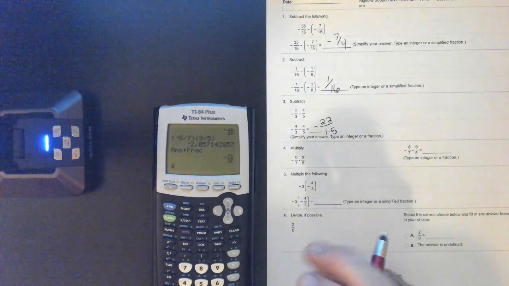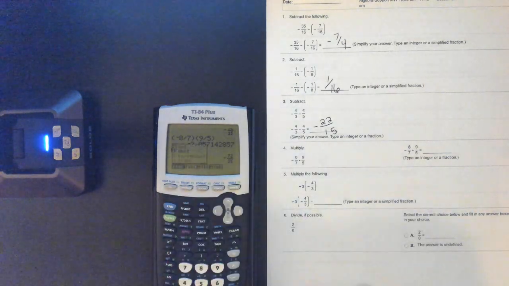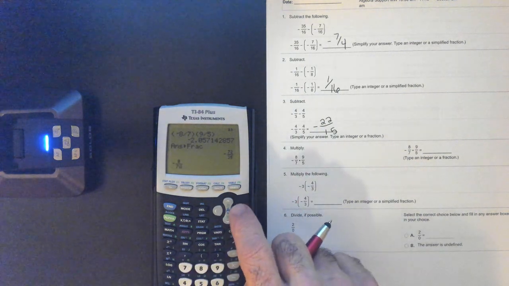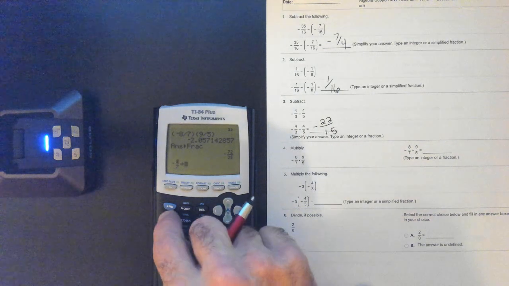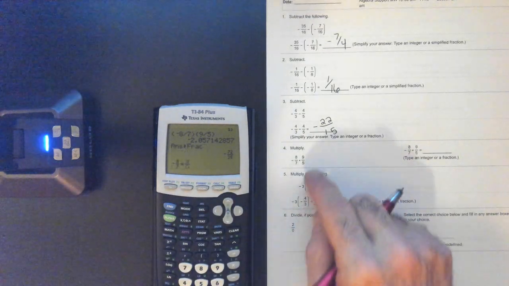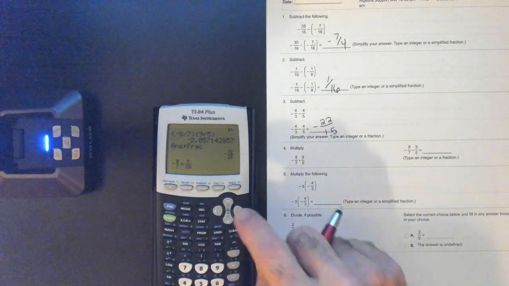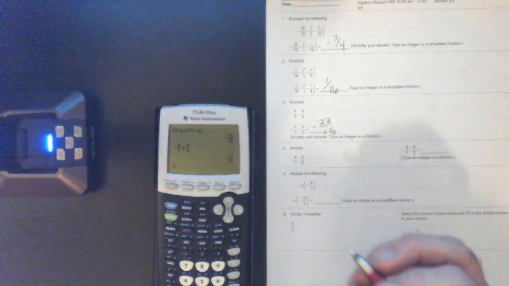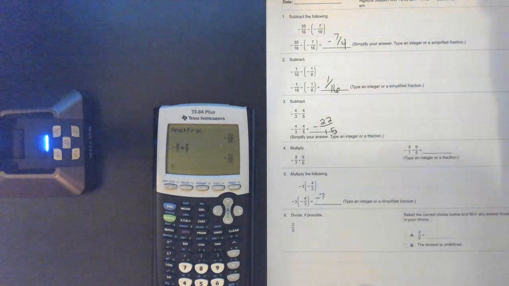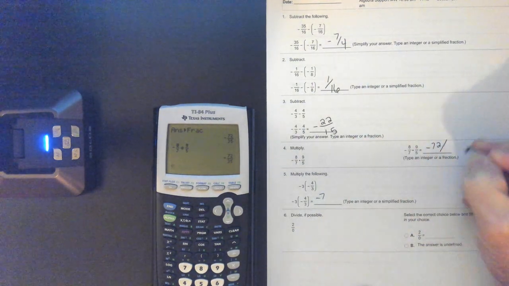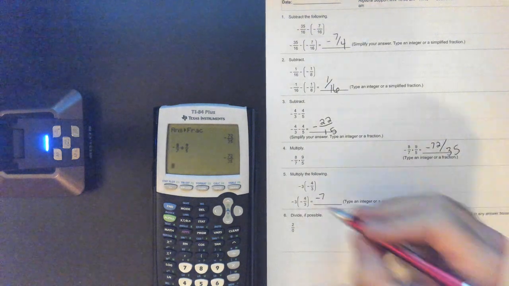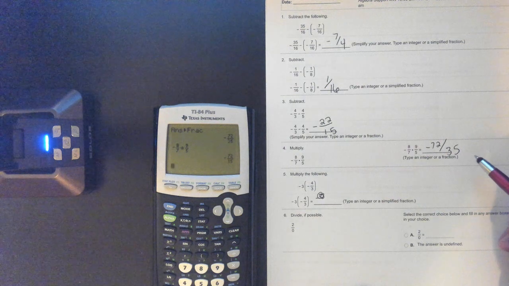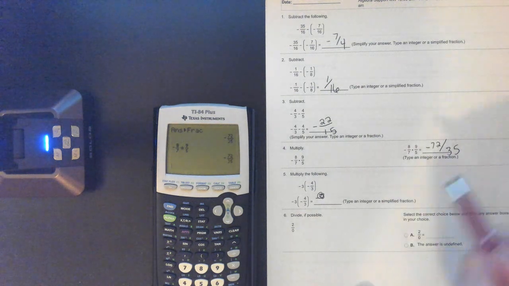Watch this other way. Negative alpha y, enter. We got an 8 on top, 7 on the bottom, arrow over, multiply, alpha y, enter. We got a 9 on top, 5 on bottom. So now I got it looking just like that, and I get negative 72 over 35. So that calculator will put it straight in fraction form when you do the alpha y method.